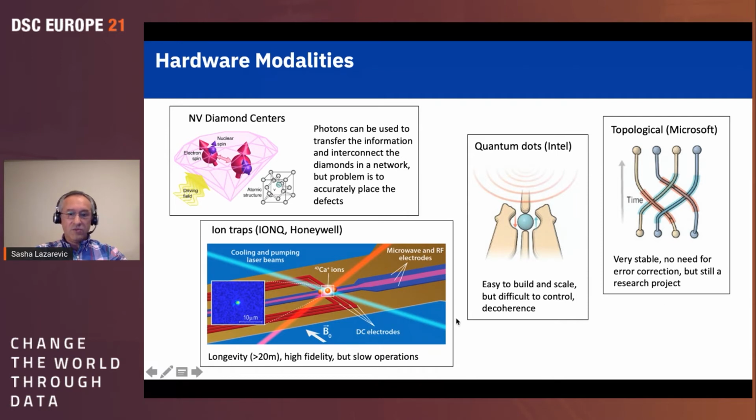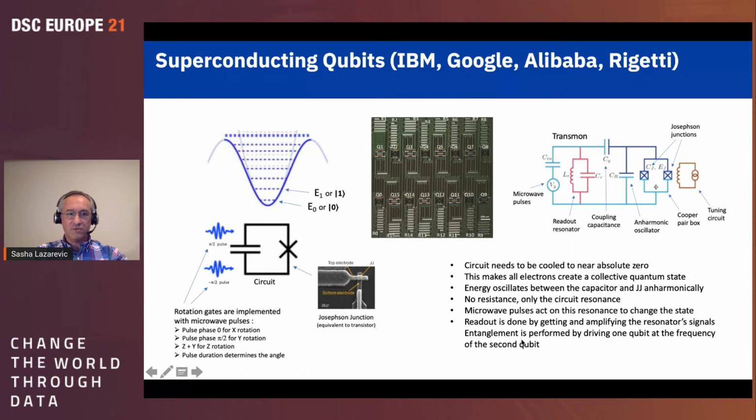And maybe the technology which is used most of those here on this slide is trapped ions. These are ions that we can keep in a vacuum and control with lasers. We can move them, we can change their state, we can put them in superposition, and we can measure them. So it's quite interesting and very much used. But the most popular of all are superconducting qubits.